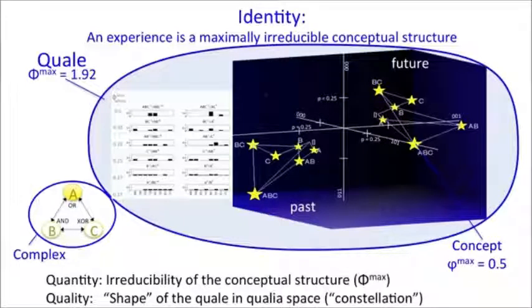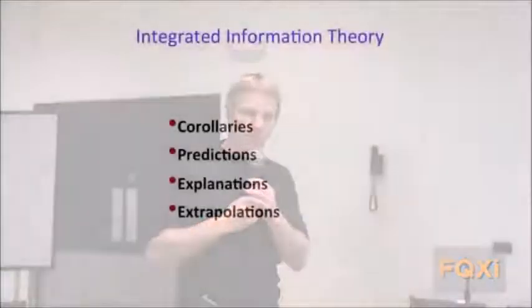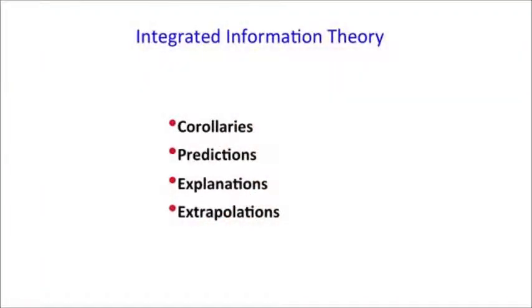And it has a particular shape, if you wish, in Qualia space, the set of its irreducible concepts, which is what it feels like. So both the quantity and the quality of consciousness are in principle accounted for, and according to the theory, this is indeed an identity. There is nothing more or less. It is like to be that particular system in that state. So let me now show you just a few examples that follow from the theory, some corollaries, just a few, and then I'll give you a couple of predictions.